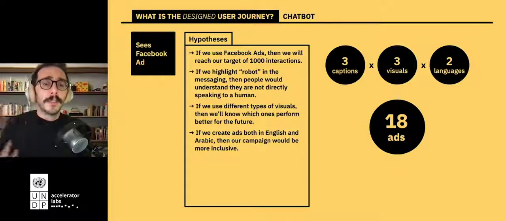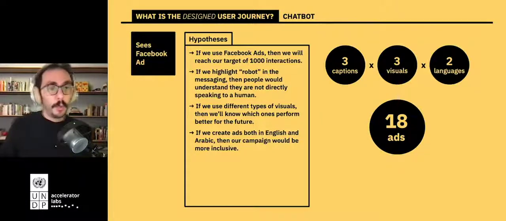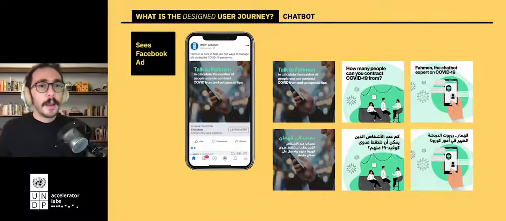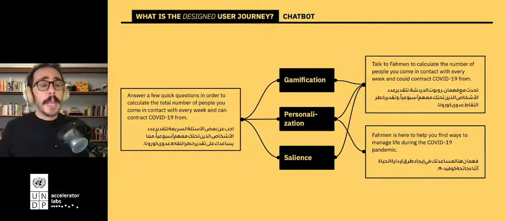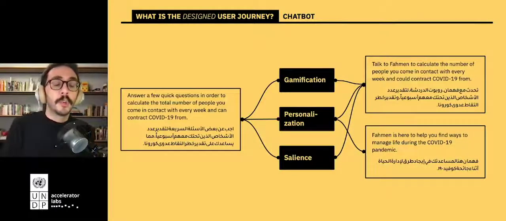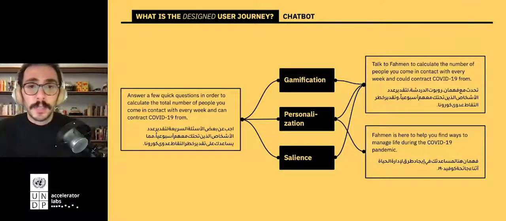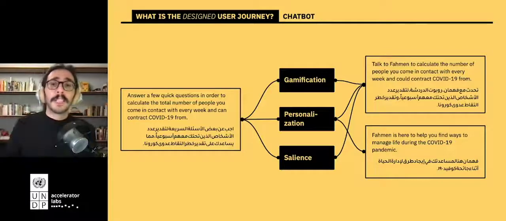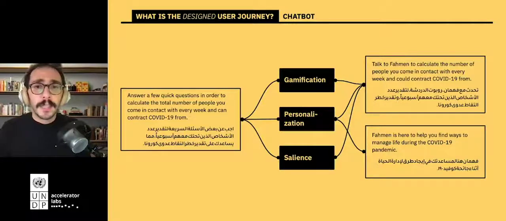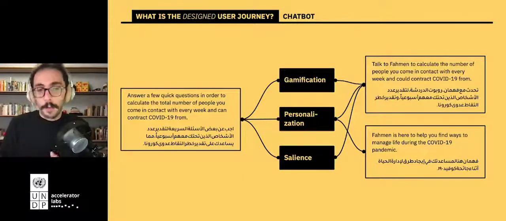So here we designed 3 captions, 3 visuals, and 2 languages for a total of 18 ads that looked like this. And just like the survey ads, we coupled those with 3 messages, and each of the messages was tapping into a specific behavior, different from the ones we tested with the survey. There was the gamification effect, which assumes people like to play games and will go to great lengths to play, even if all they get is a number at the end. The number here is the number of people they come in contact with and might contract the virus from. So there's no material gain or reward.